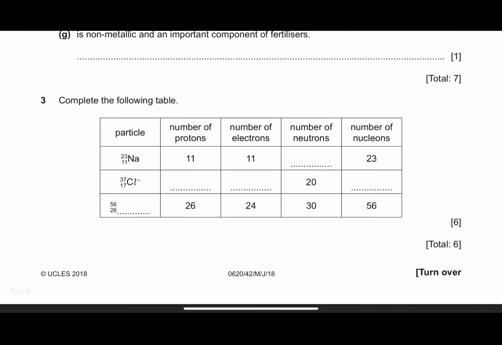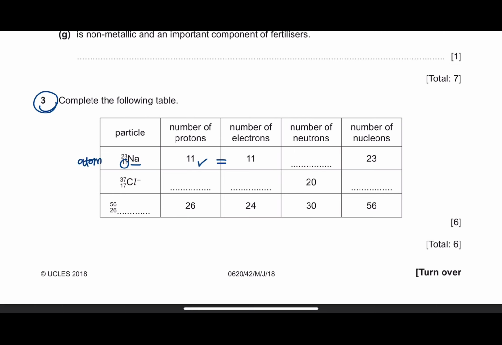This is a question from May-June 2018, question 3. I hope this type of question is becoming easier for you to answer. Now let's look at the first particle, which is sodium, with 11 protons. We have a similar electron number as this is an atom.